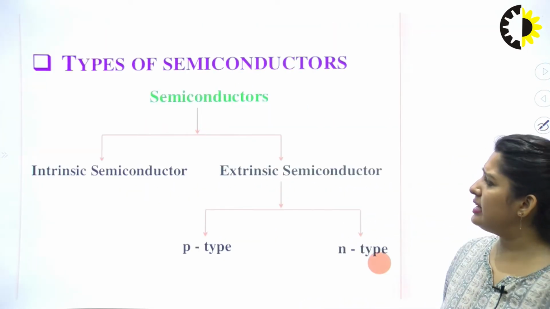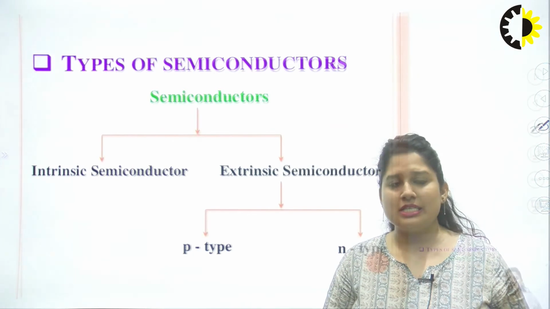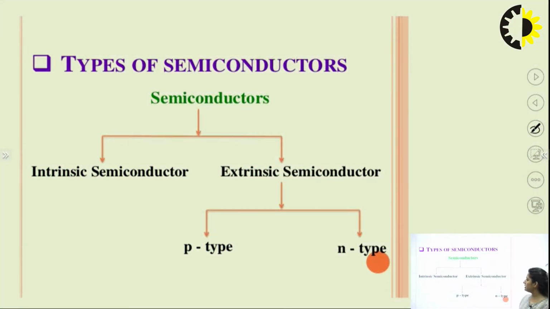We have already discussed the elemental semiconductors, the compound semiconductors and their various materials. In the elemental semiconductors, we have silicon and germanium. In the compound semiconductors, we have third and fifth group elements, which are gallium arsenide, indium phosphide and so on.